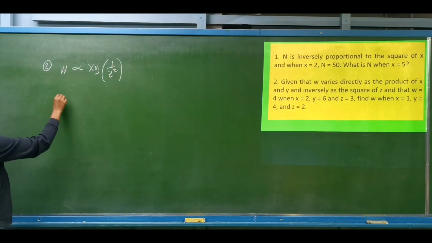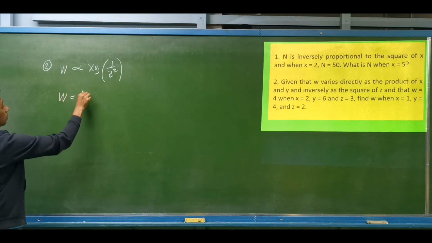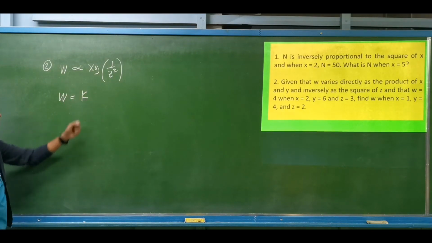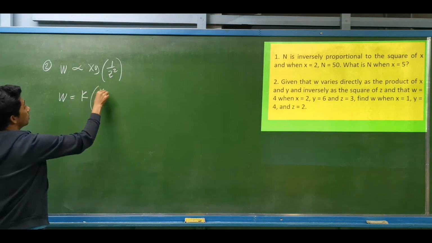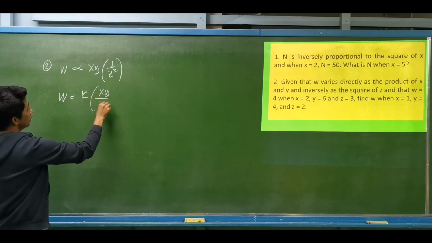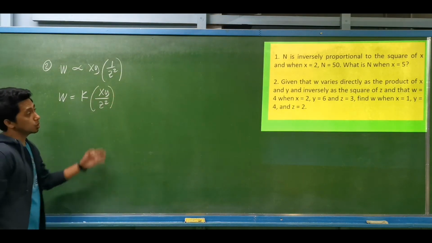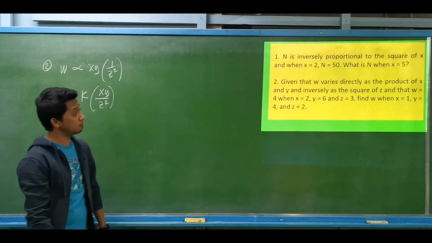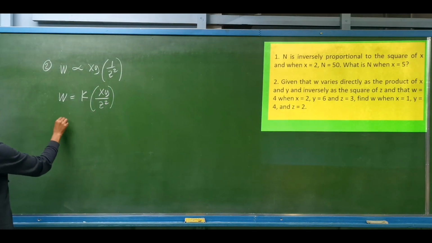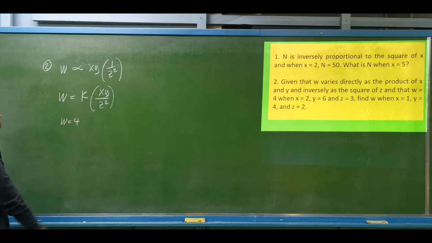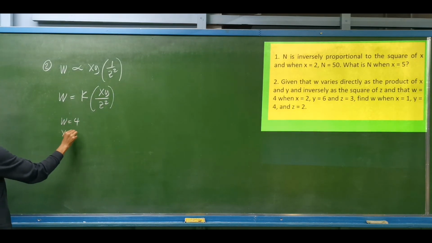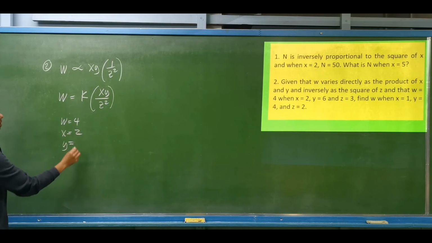To have it as an equation, w is equal to a proportionality constant k multiplied by x, y divided by z squared. So we have the first given values: w is equal to 4, x is equal to 2, the value of y is equal to 6, and the value of z is equal to 3.